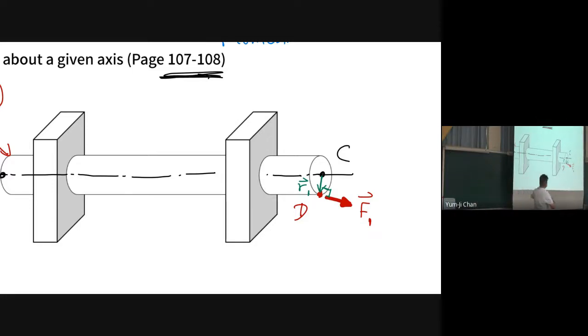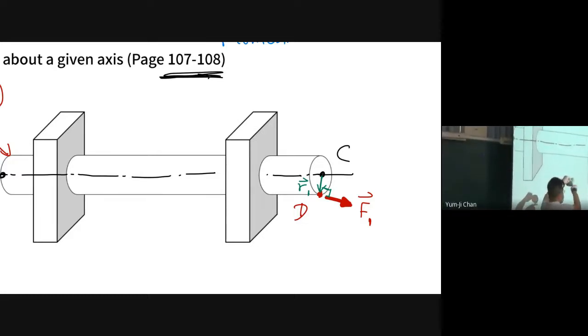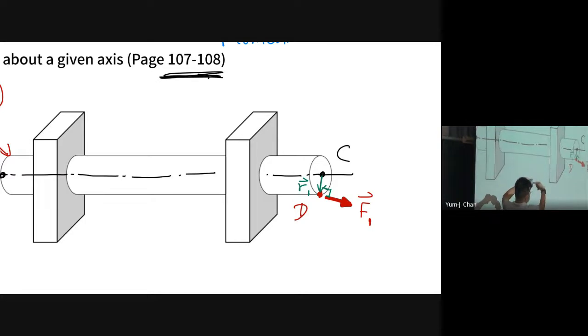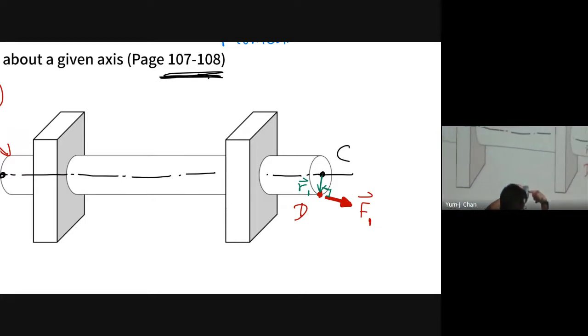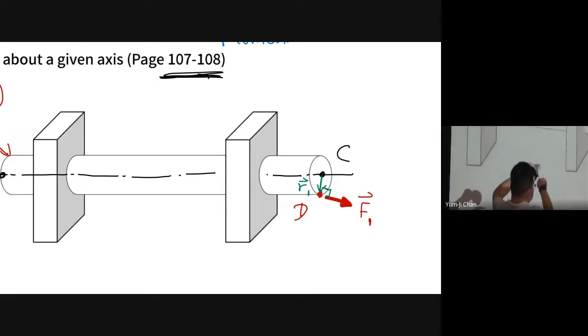So suppose we have a force that goes this way, in this direction. Okay, so it will lead to rotation of the shaft, right? If the center axis, the center of rotation, is here, and then the force is here, then it will lead to rotation of the shaft, right?